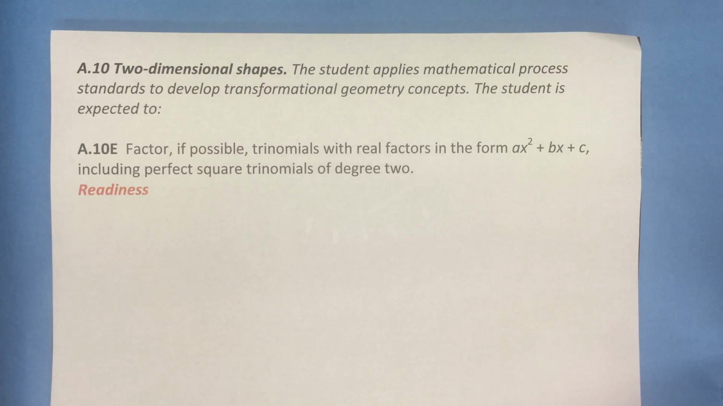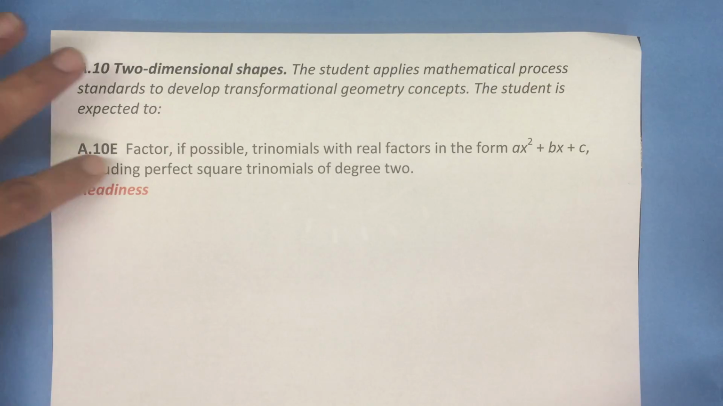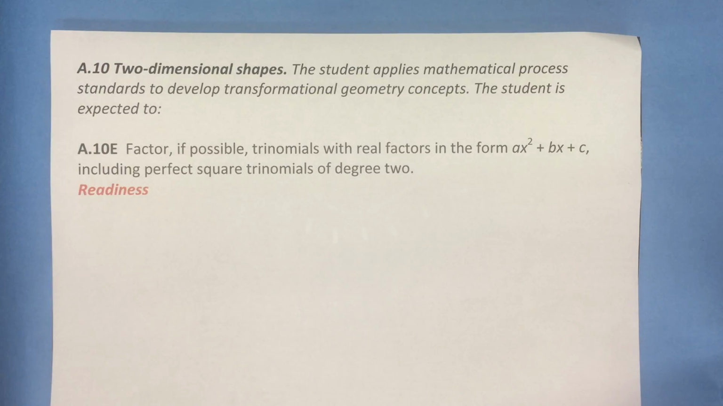I'm going to share another example for standard A10E. But let's look at this standard and what it says. It says factor, if possible, trinomials with real factors in the form ax squared plus bx plus c, including perfect square trinomials of degree 2.